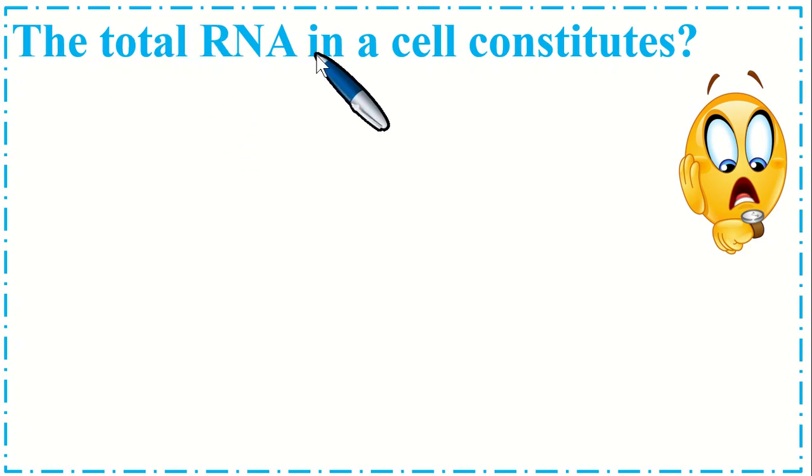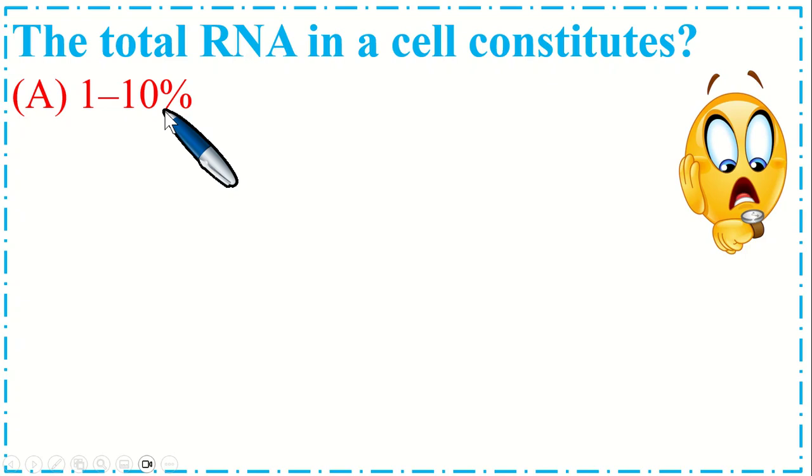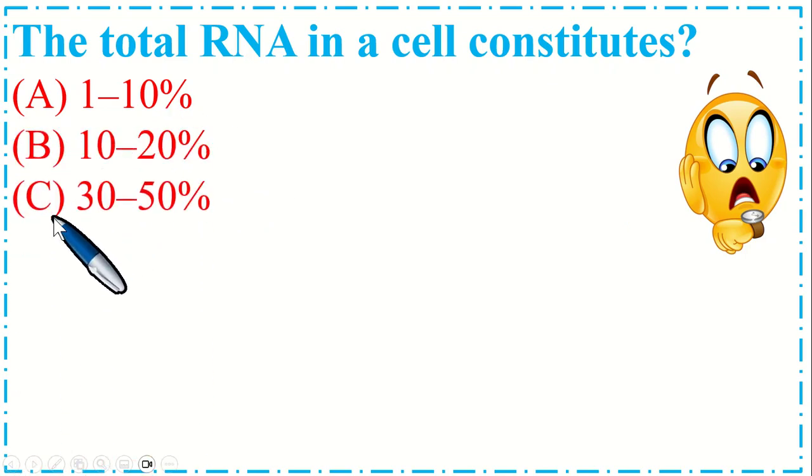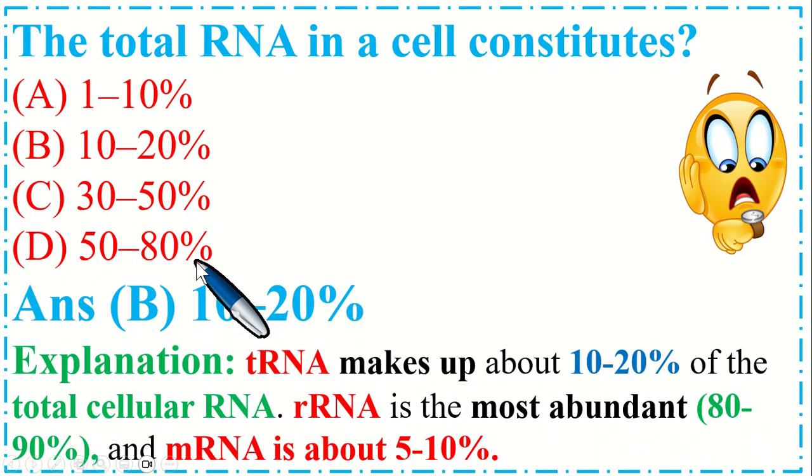The total RNA in a cell constitutes: option A, 1 to 10%; option B, 10 to 20%; option C, 30 to 50%; and option D, 50 to 80%. So the correct option is B, 10 to 20%. tRNA makes up about 10 to 20% of the total cellular RNA. rRNA is most abundant, 80 to 90%, and mRNA is about 5 to 10%.